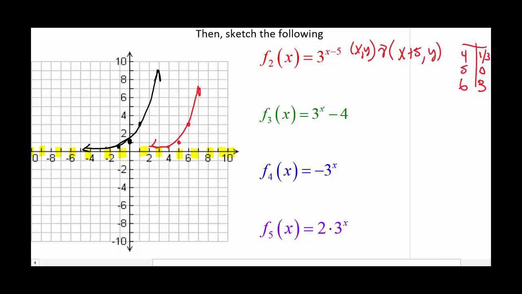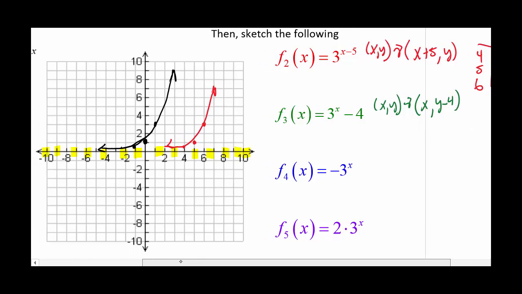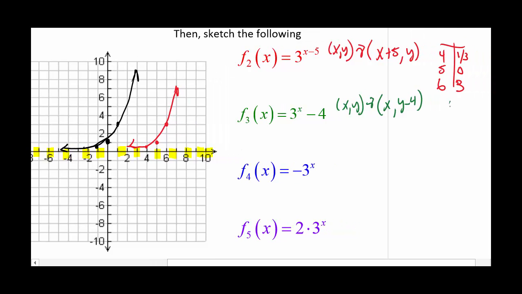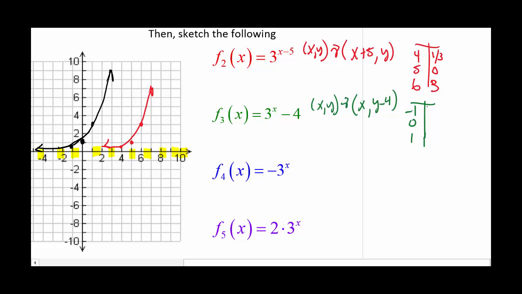Then let's do 3 to the x minus 4. Okay. So what's going on there? That minus 4 actually changes the y values. So we're going to subtract 4 from all of our y values. All right, so going back to the original parent function here, I want to keep the x's the same this time. So the negative 1, 0, and the 1. And this time I want to subtract 4 from all of the original y values. So 1/3 minus 4, 1 minus 4, 3 minus 4.